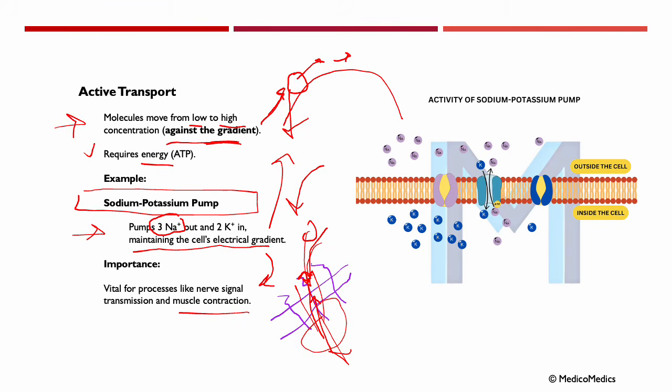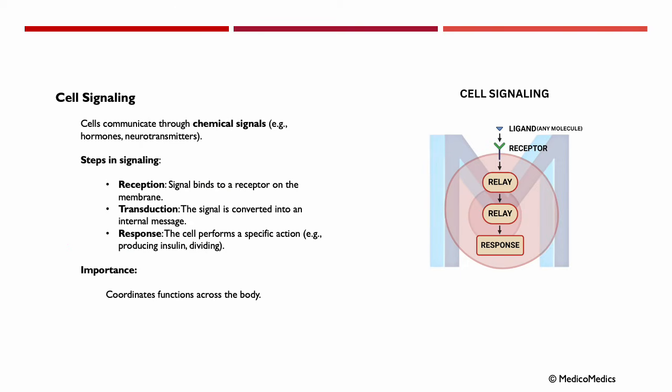So the transport process itself is one part of cell membrane dynamics. Next, we will look at how cells communicate through signaling. Now, cells communicate through chemical signals, like hormones and neurotransmitters. Now, there are steps involved in cell signaling. So first, we have reception, where the signal binds to the receptor on the cell membrane.